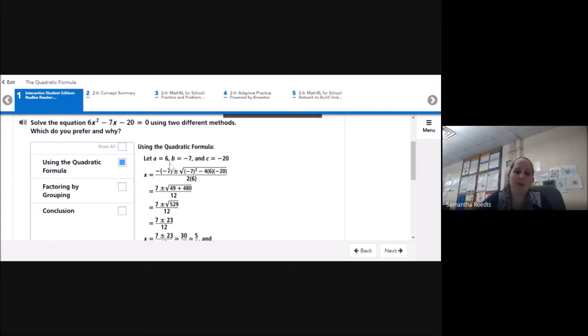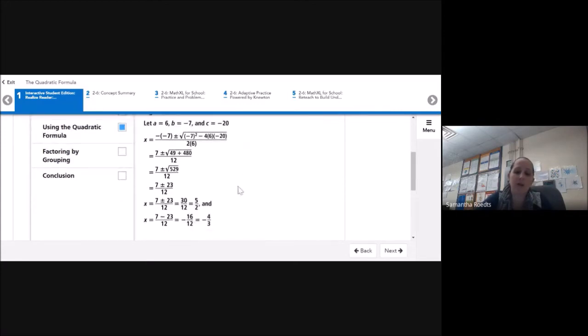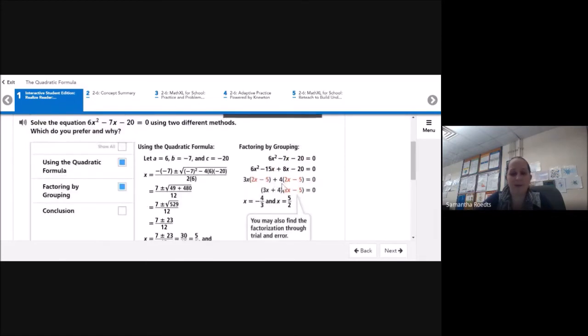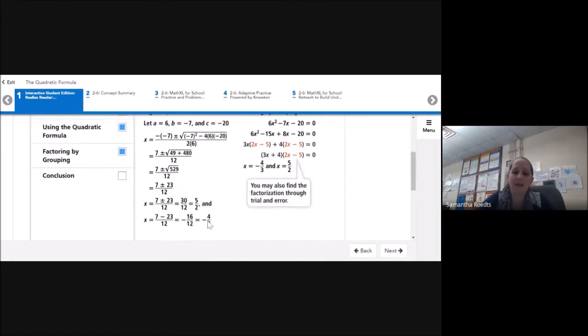All right, so quadratic formula. Using quadratic formula, a equals 6, b equals negative 7, and c equals negative 20 gives me this answer. Factoring by grouping. Kind of like completing the square. 6x squared minus 7x minus 20. I can say that negative 15x plus 8x will get me the negative 7x. 3x times 2x minus 5 plus 4 times 2x minus 5 equals 0. I get the same answer. Notice, same answer. Negative 4/3. You can find this by trial and error.